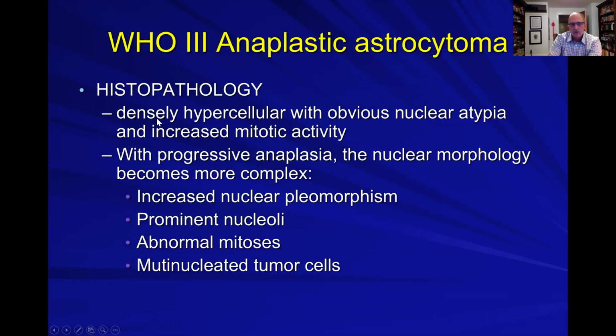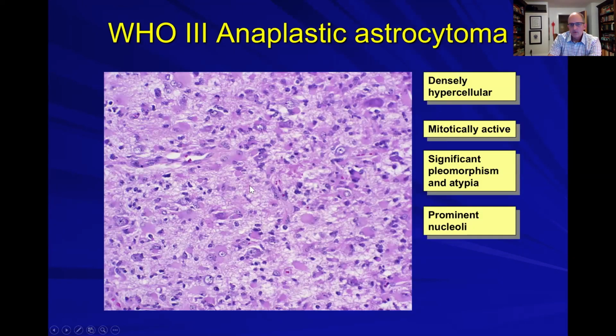Histopathologically, these tumors are going to be much more densely hypercellular. There's going to be much more obvious nuclear atypia, increased mitosis, prominent nucleoli, and you might even see multinucleated tumor cells. This is a little bit of what they look like. You can see a bit more hypercellular, but what's really different now is this remarkable cellular and nuclear atypia. You're also going to see more mitotic activity and more vascularity there.